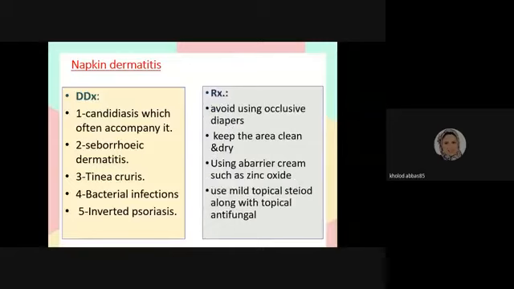The treatment of napkin dermatitis: avoid using occlusive diapers as much as possible, or change the diaper frequently, every 2 hours, to prevent the skin from contact with fecal or urine material. Keep the area clean and dry as possible using a barrier cream such as zinc oxide, and as a treatment we can use a mild topical steroid with topical antifungal creams at the site of the napkin for a short duration.